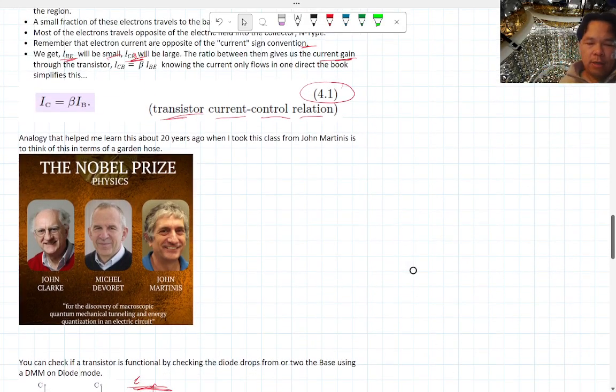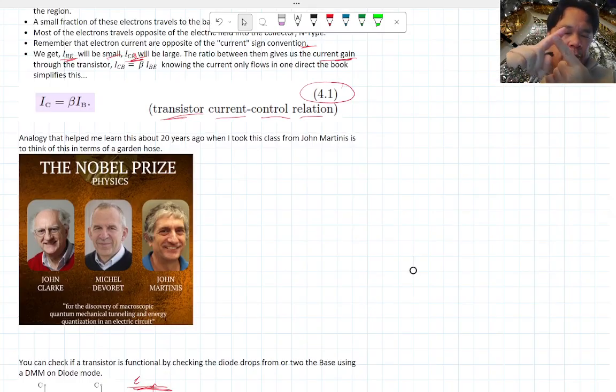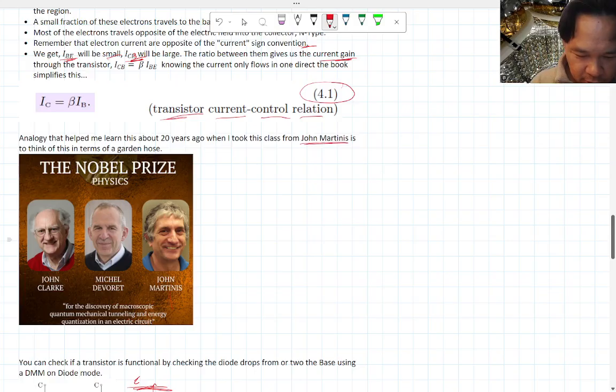So if the little video animation did not help, and my long-winded discussion did not help, there's also an analogy that really helped me remember this when I took this class 20 years ago from, well, now the famous John Martinez, that won the Nobel Prize just last year on quantum computers.